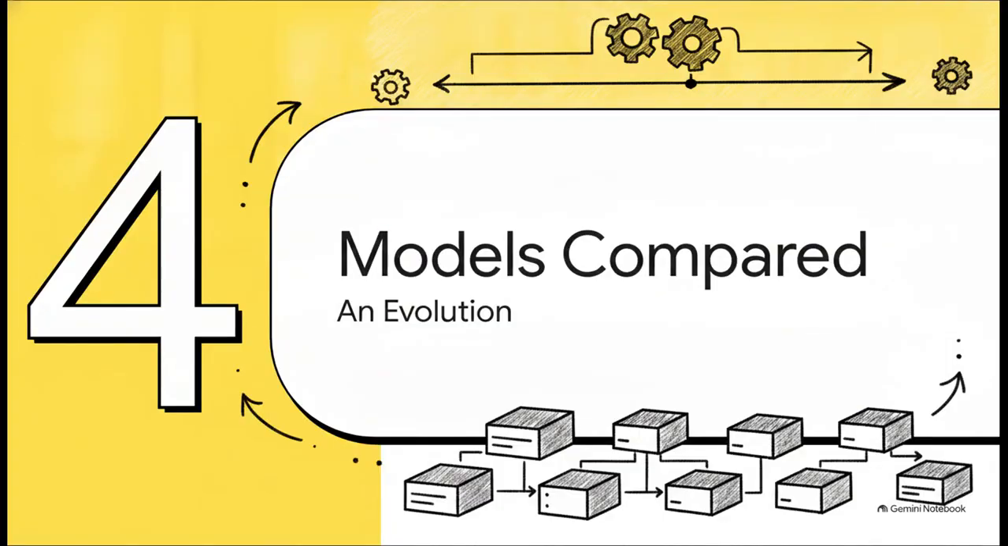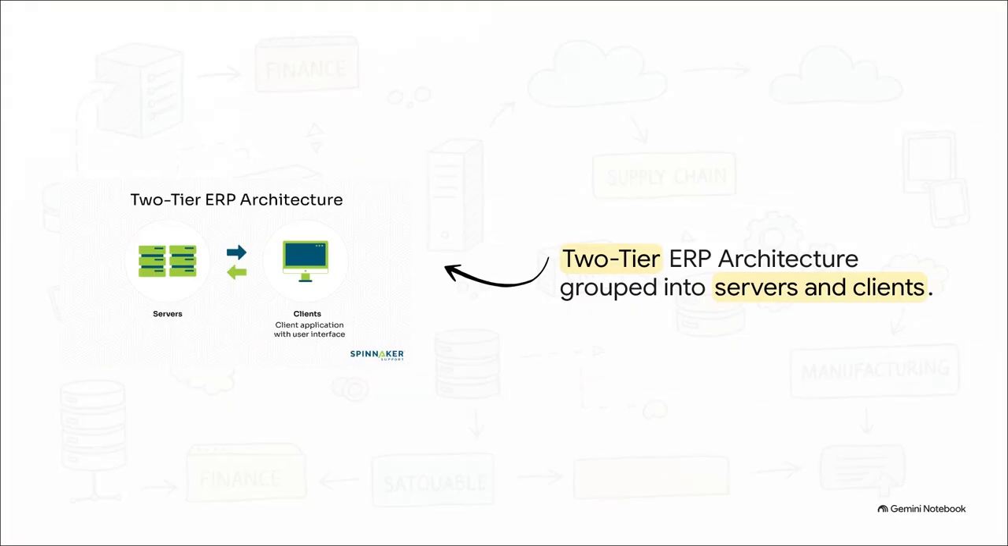Let's move to Section 4 and see how this builds out over time, architecture models compared. So historically, we started with a 2-tiered ERP architecture. This setup groups everything into just 2 buckets: servers and clients. In this model, the clients provide that user interface, what the end user is clicking on. They request data directly from the servers, and those servers are handling both the database requests and usually the application tasks too. The benefits here? Well, they're pretty great for simpler setups.